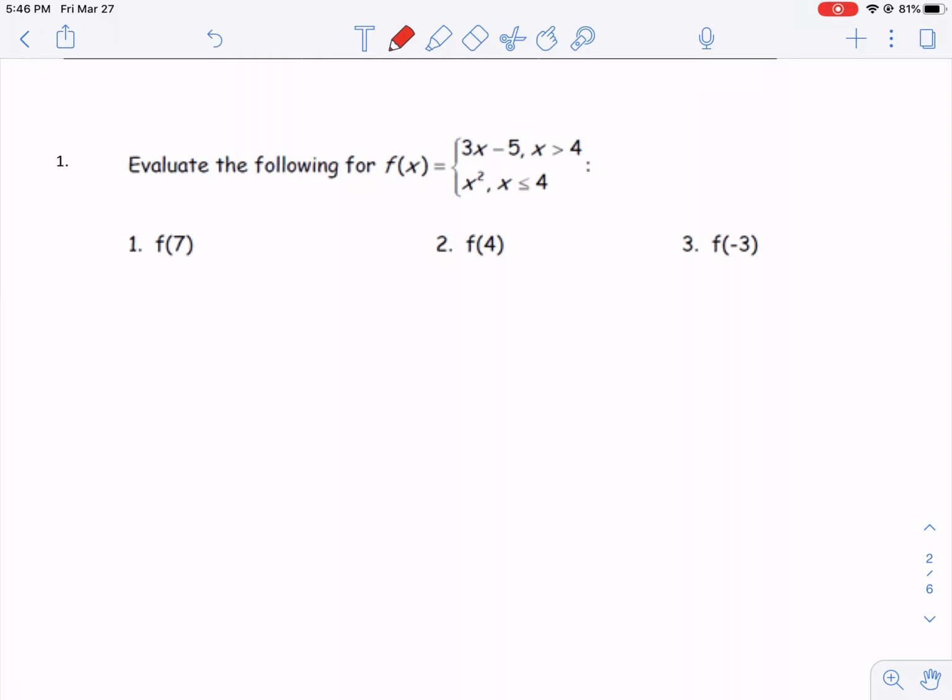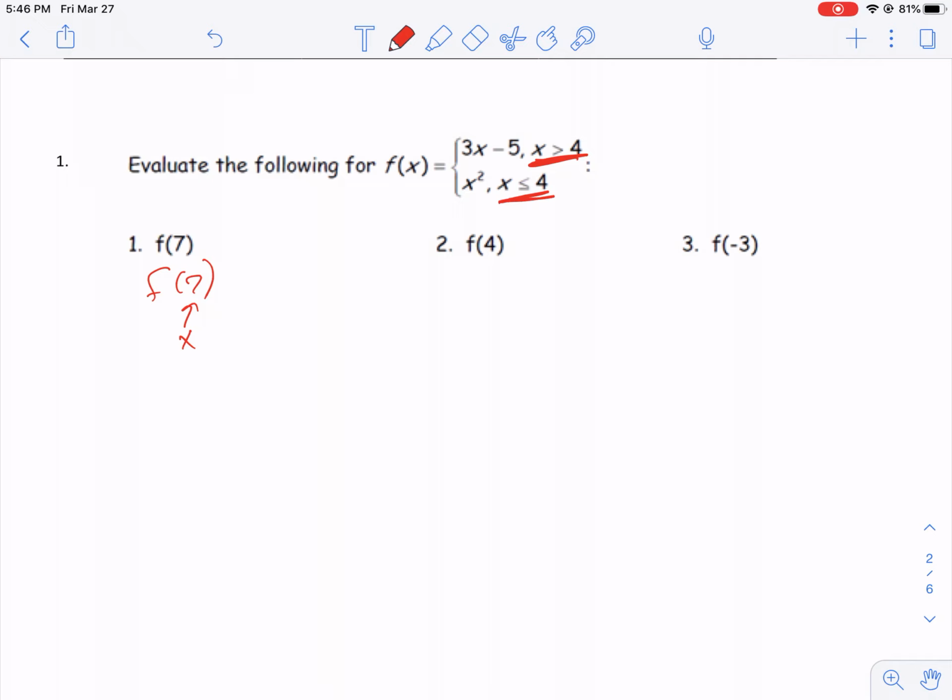It's a very popular kind of question. So the function is defined with these pieces. One piece is 3x minus 5, and the other piece is x squared. And on the right side right here is where the conditions are, and that's what we really want to focus on. So when it says find f of 7, we know 7 is the input, so 7 is the x value.